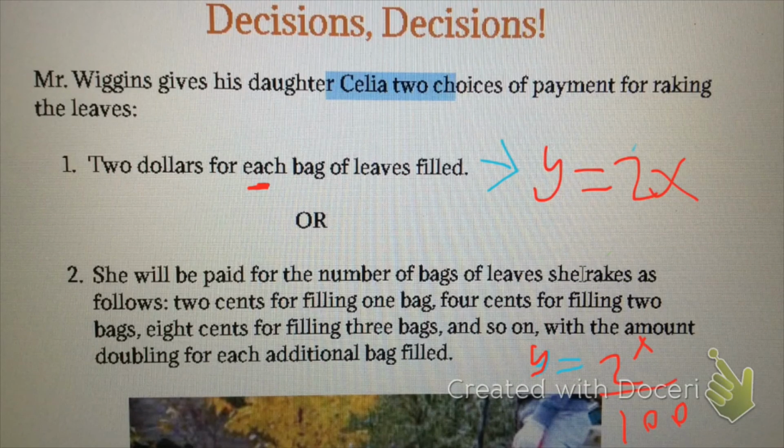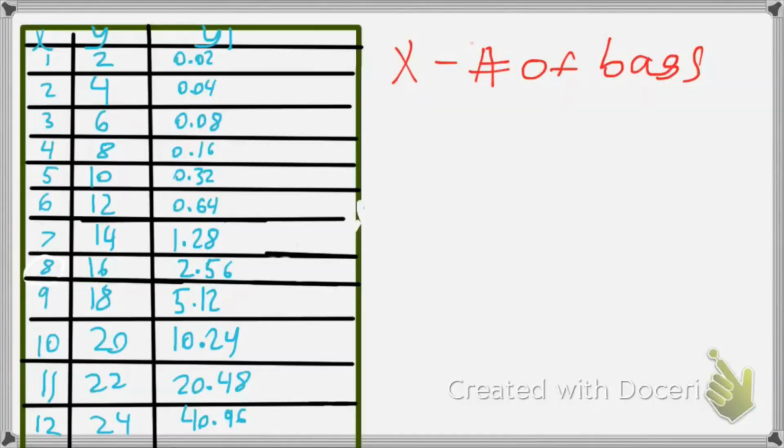Oh, I forgot to say that this equation is linear, while this equation is exponential. The way I figured out that this was linear is because it doesn't have a variable as its exponent, or any sort of base to a power. And I know this is exponential because it has a variable to a power. Now, x is the number of bags, while y is method 1 payment in dollars.